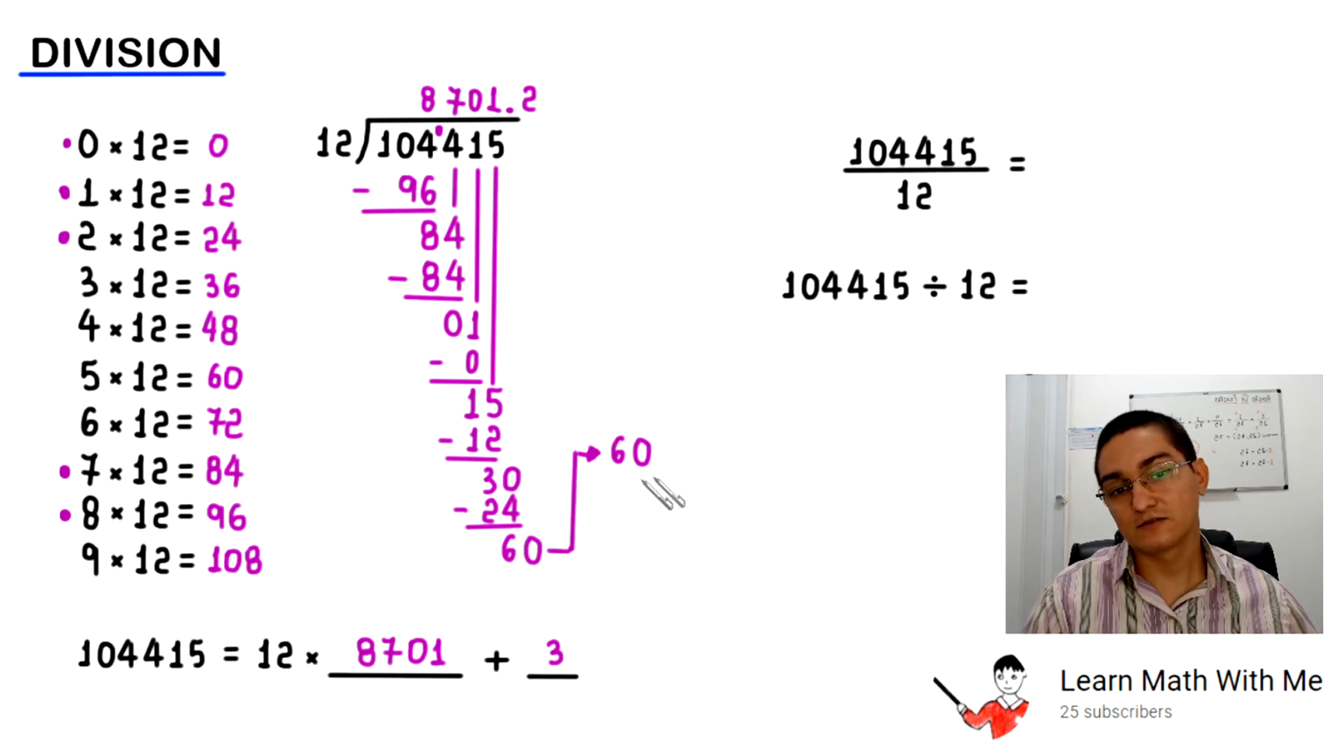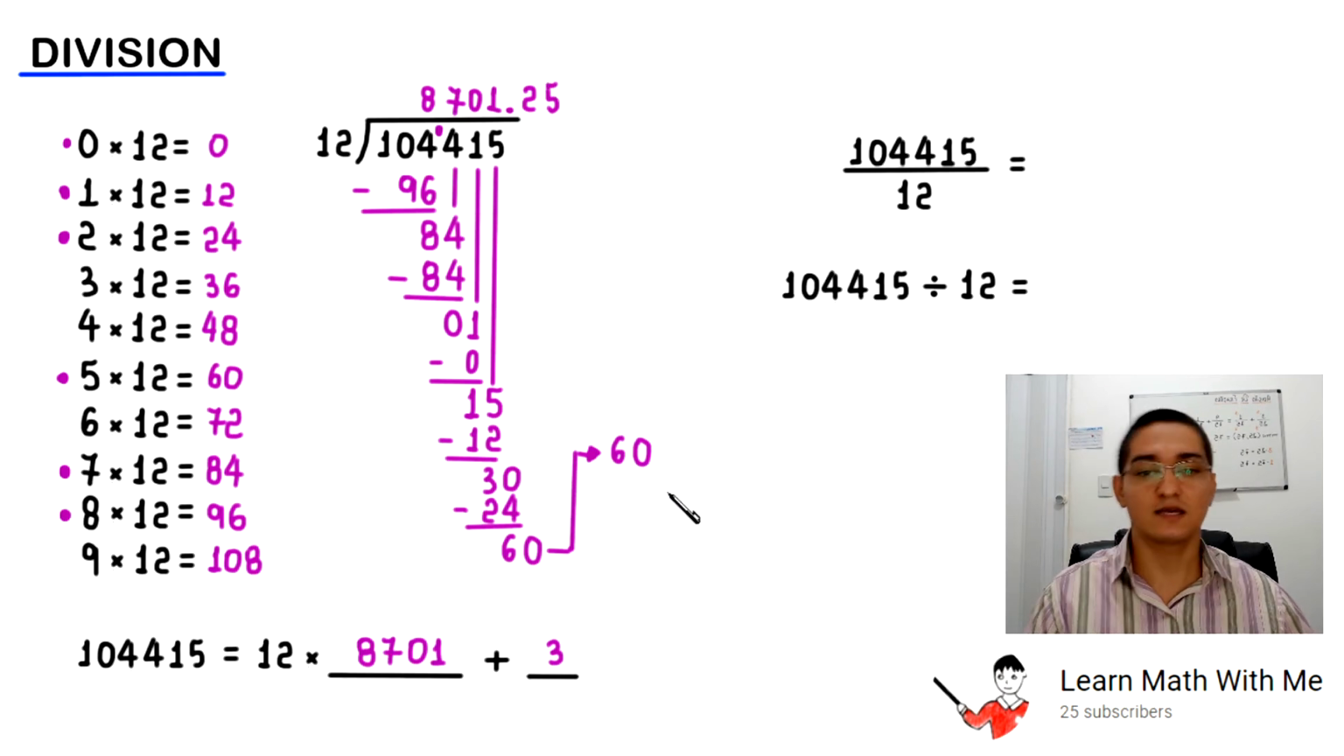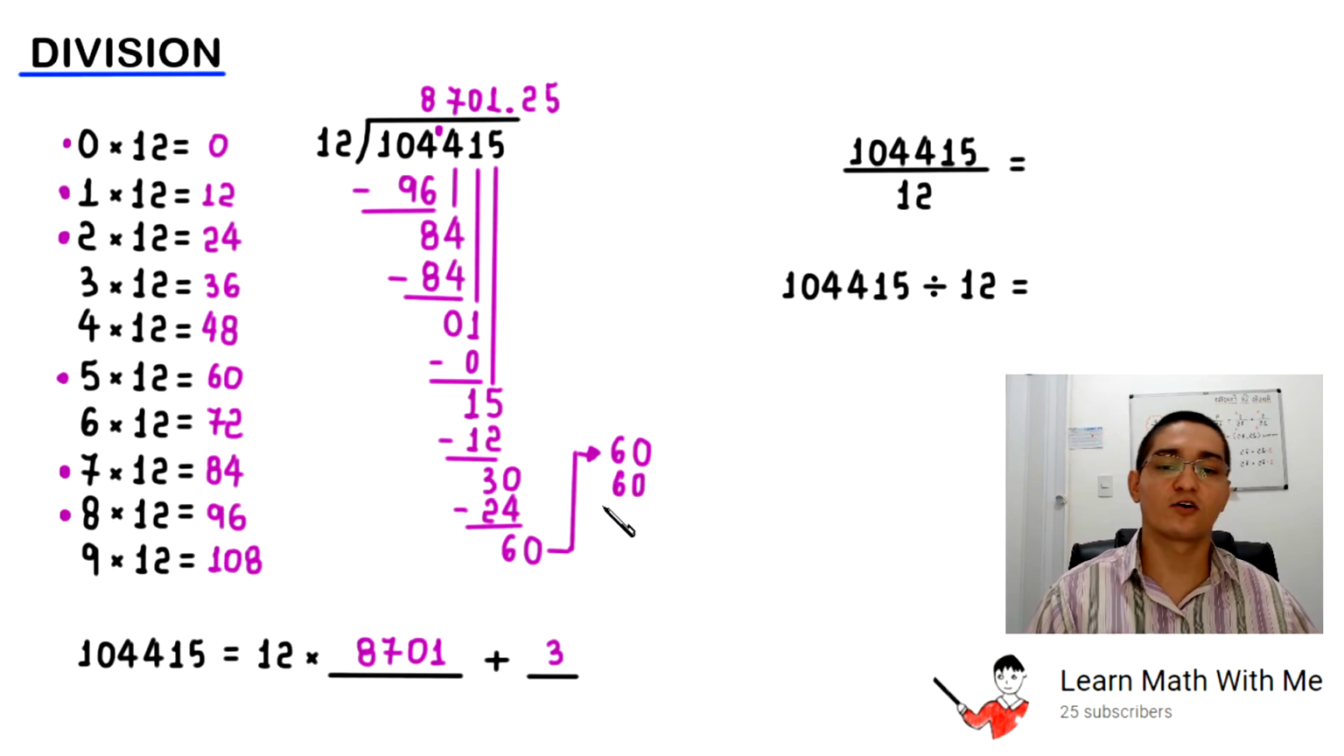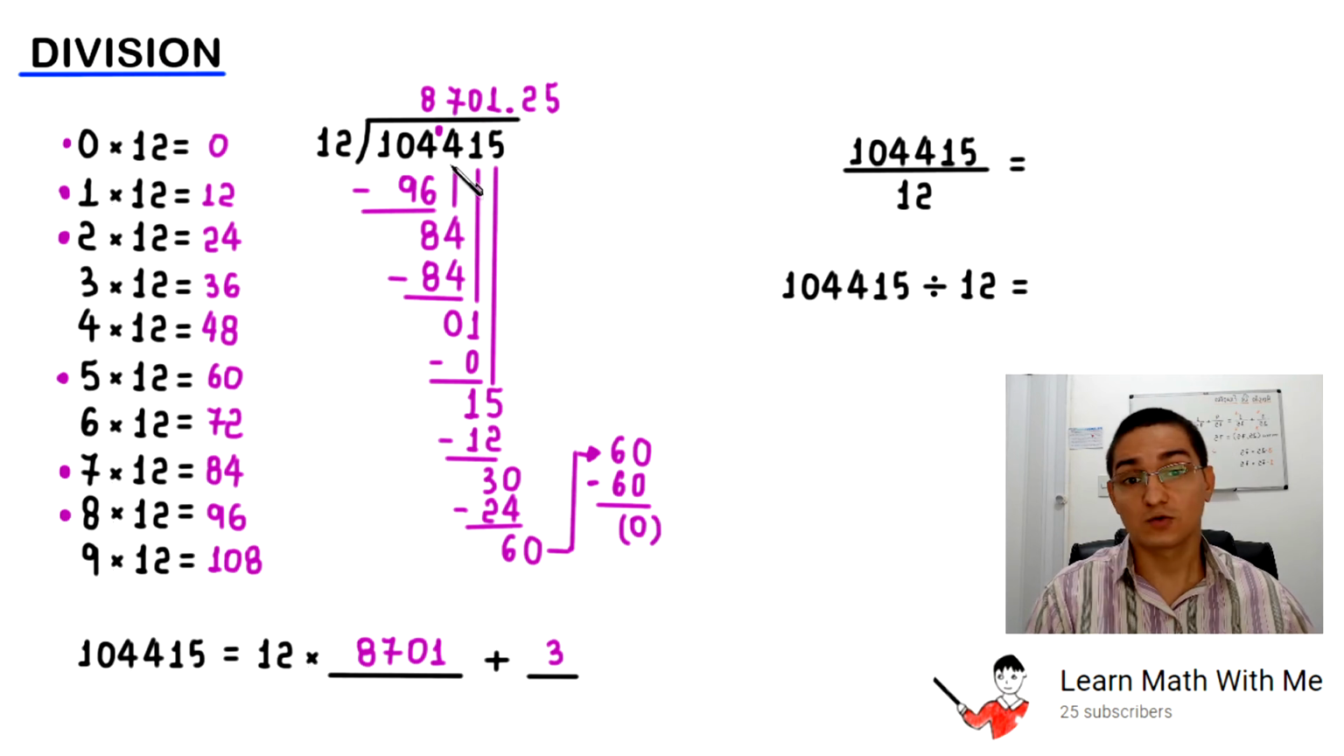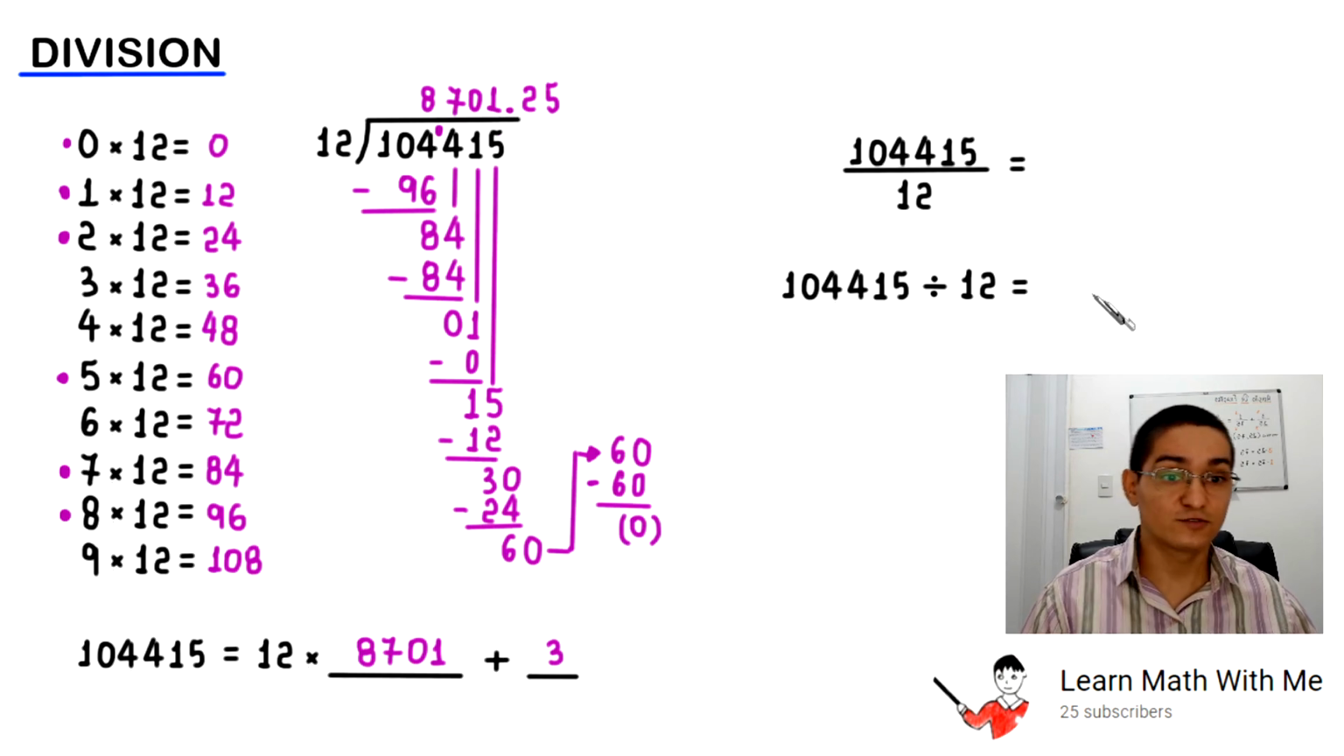And I will play with it right here. How many times does 12 go into 60? By looking at the multiplication table, you see that 5 times. So that is what I write here, 5. Since 5 times 12 equals 60, I write 60 here and we perform our last subtraction because 60 minus 60 is 0. So we are done now. So we can now say that the exact quotient of 104,415 divided by 12, well, that is 8,701.25. I will write it here.